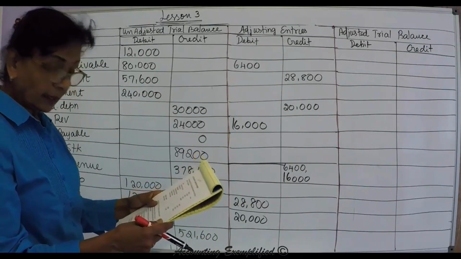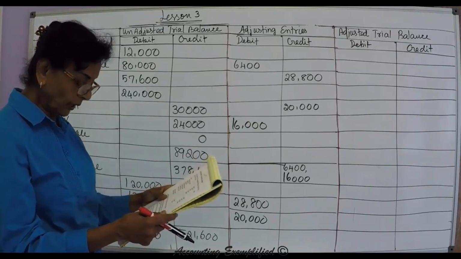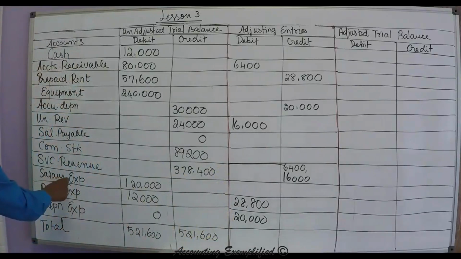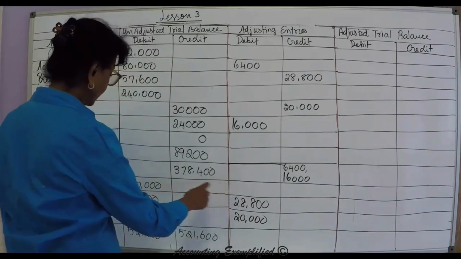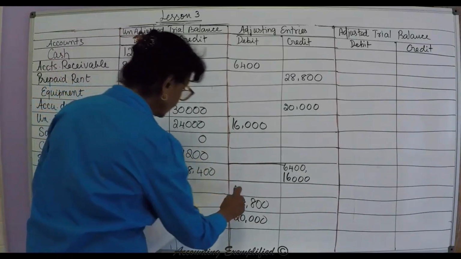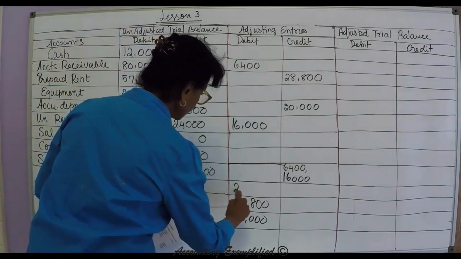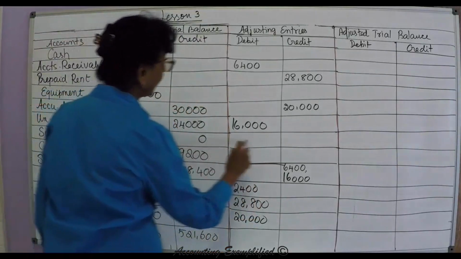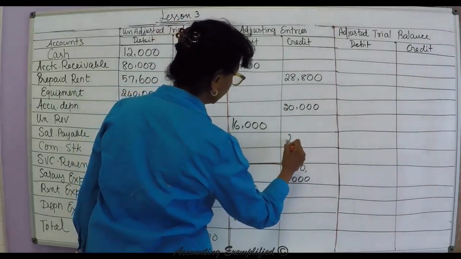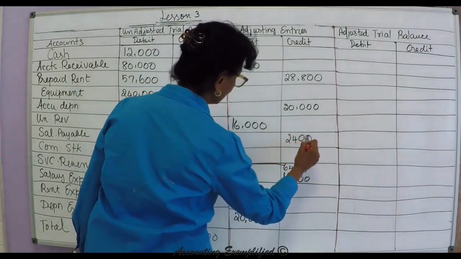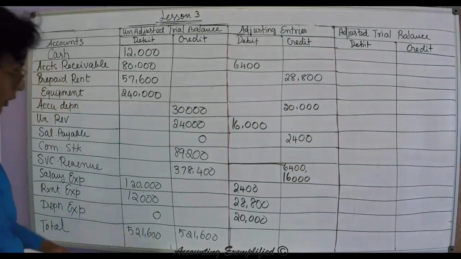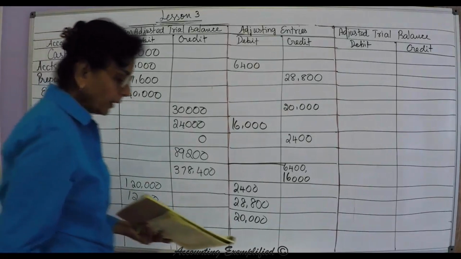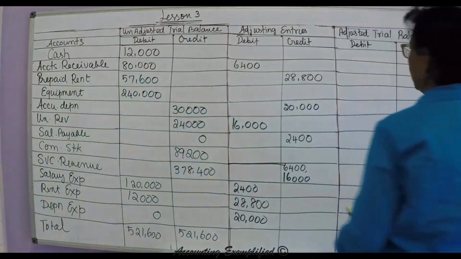And then, since the last day, employees have earned an additional 2,400 which has not been paid and recorded. So here you go to the salary expense, it has to be increased. So now you debit it for 2,400 and you will credit the salary payable in the adjusting entry for 2,400. So now we have done all the adjusting entries. Now we prepare the adjusted trial balance.